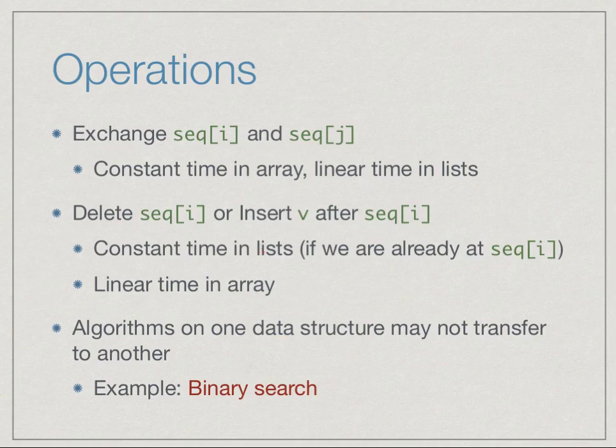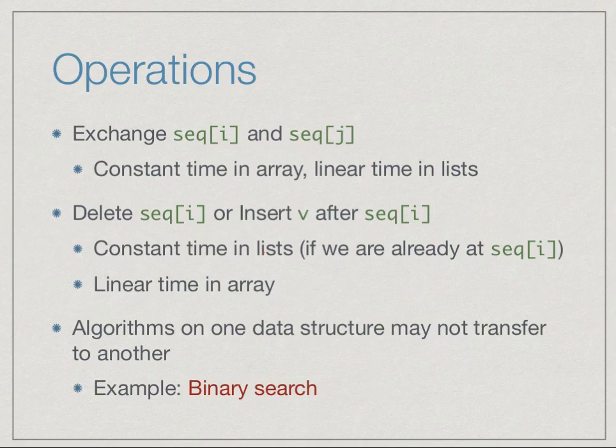So the consequence of these differences between the two representations of a sequence as an array and a list is that we have to be careful to think about how algorithms that we want to design for sequences apply, depending on how the sequence is actually represented. An algorithm which works efficiently for a list may or may not work efficiently for an array and vice versa.